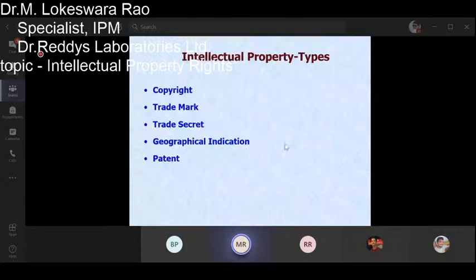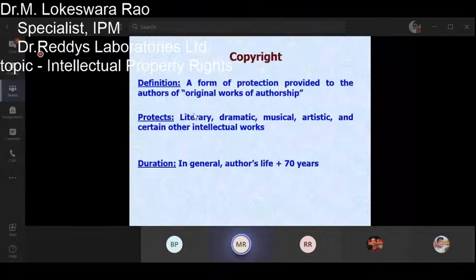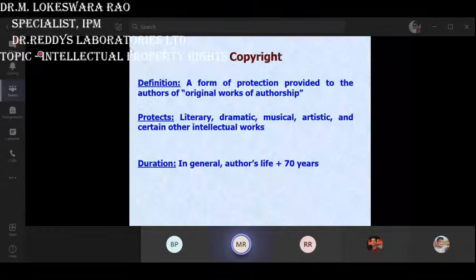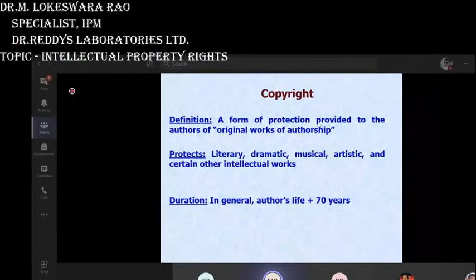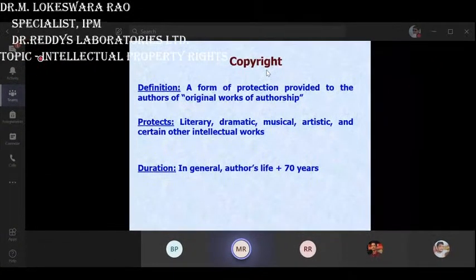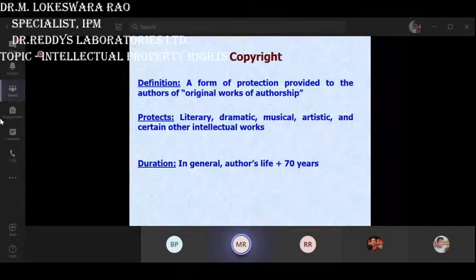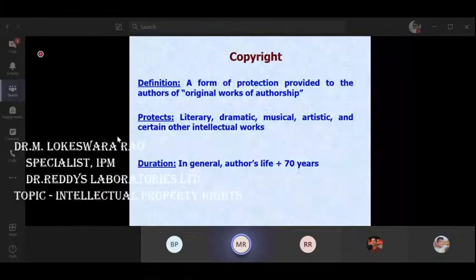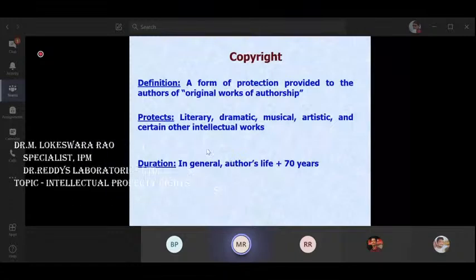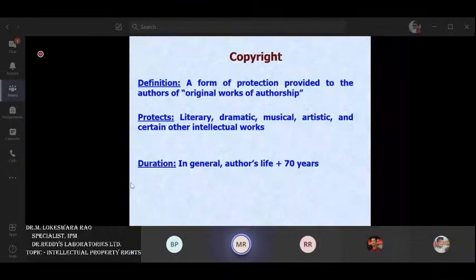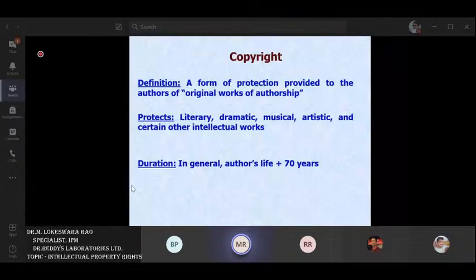So the copyright. Copyright is a form of protection provided to the authors of original works of authorship. What does it protect? It protects literary, dramatic, musical, artistic, and certain other intellectual works like movies or books. Books come under literary. You can see that on the first page of every book there is always a copyright sign with a particular year. That means the book is protected under the Copyright Act.